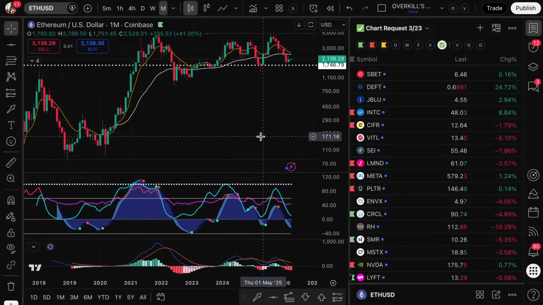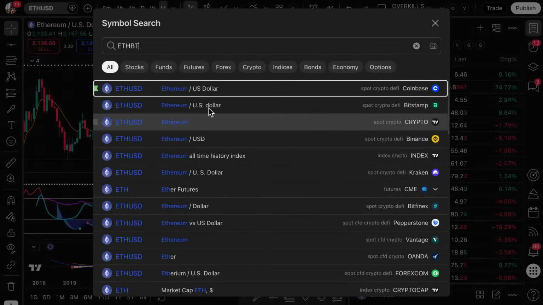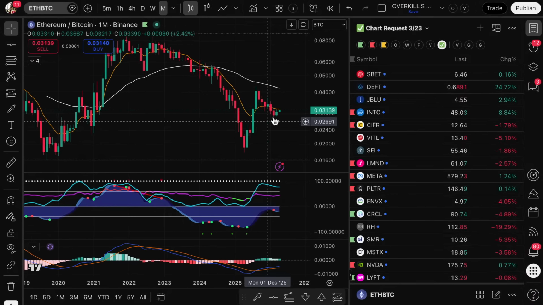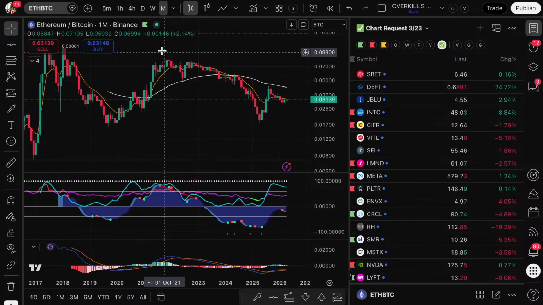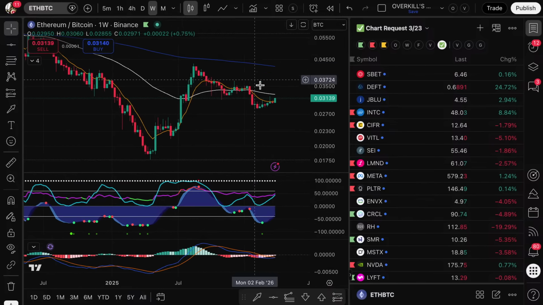I'd rather own Ethereum right now, simply because that Ethereum chart just looks very bullish and looks like it wants to have a leg higher. So again, if you're still here, congratulations, because you just witnessed one of the worst dips in crypto history.